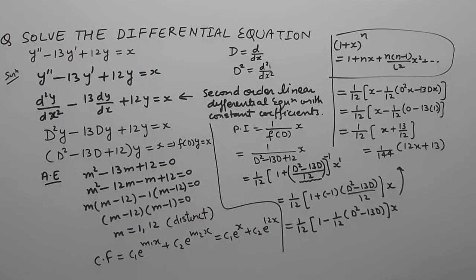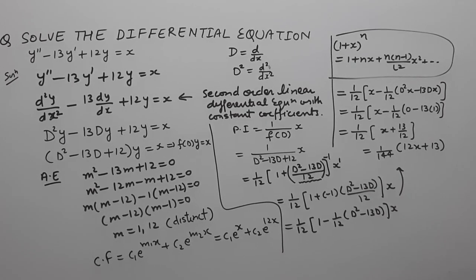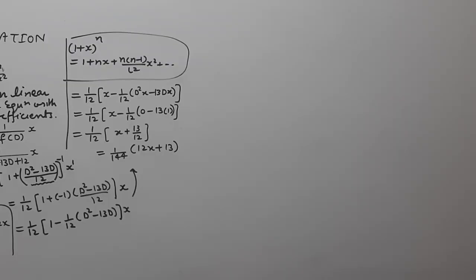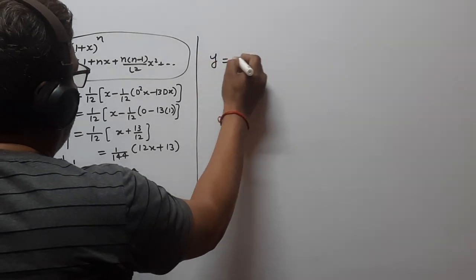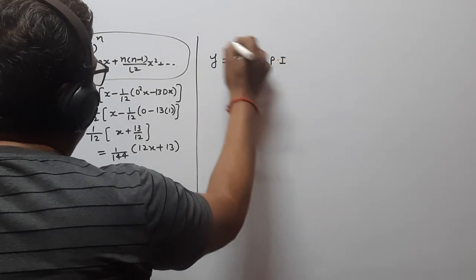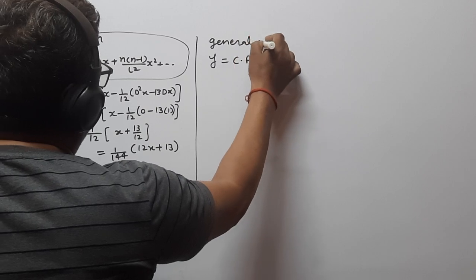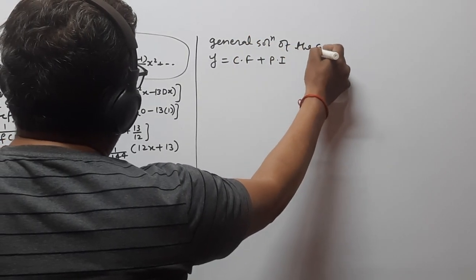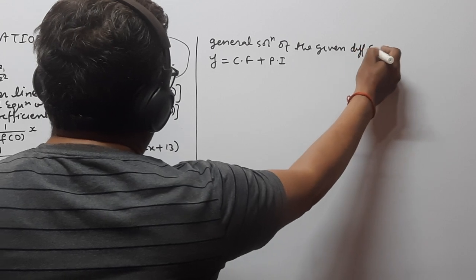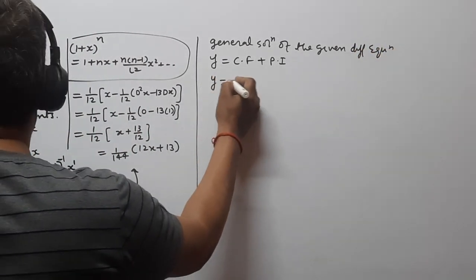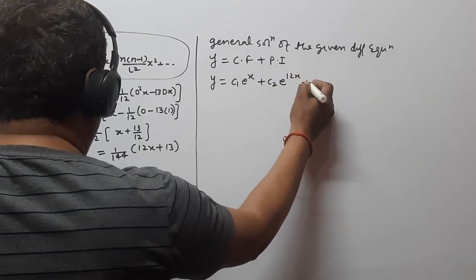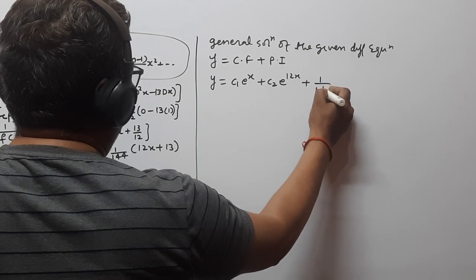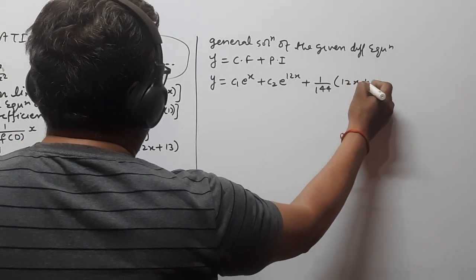So this is the particular integral of the given differential equation. Now we write the general solution of the given differential equation. For the general solution, you know that y is equal to complementary function plus particular integral. So the complementary function is c1 e to the power x plus c2 e to the power 12x, and the particular integral is 1 upon 144 times 12x plus 13.